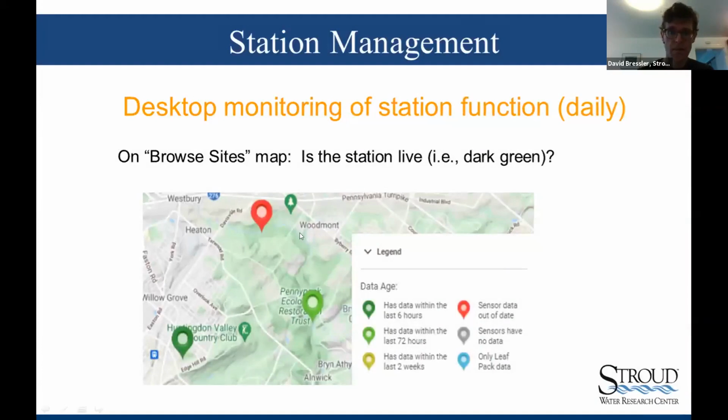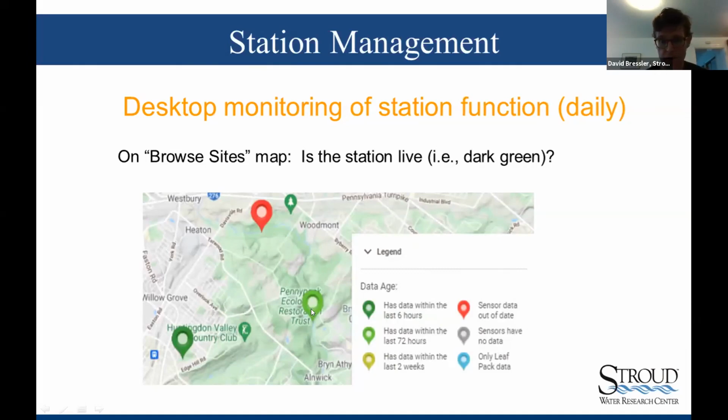So desktop monitoring, some basic functions of this. You're going to go to Monitor My Watershed, where you get this map and you can check whether the station is live or not. So dark green is good. That means your station is live and is transmitting data as it should be.